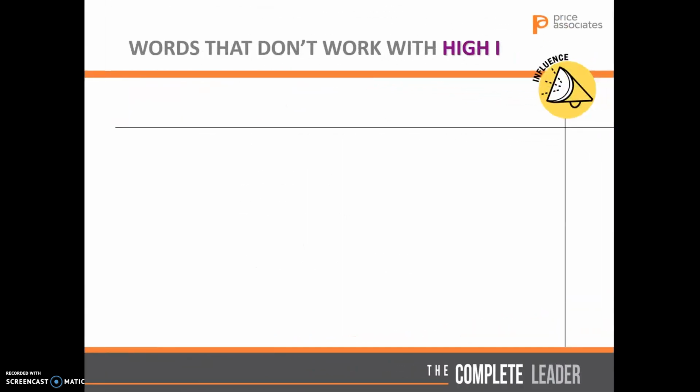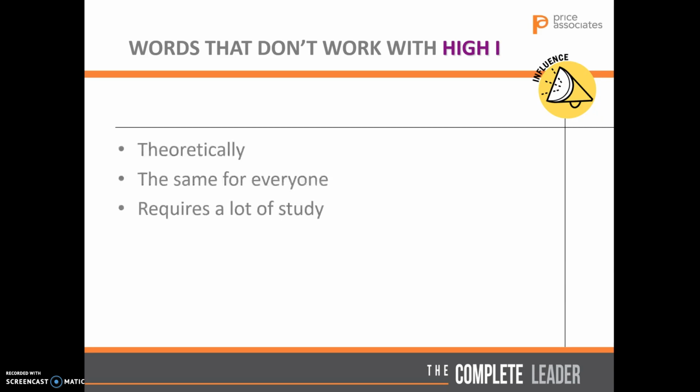Now, things that don't work for them. So if you're working with a high I, these are some things to maybe avoid. The theoretical world, they don't really want to work in. They don't want it to be the same for everyone. They like to be the favorite. If you're giving them a lot of tasks that are detail-oriented or require a lot of study, that can be really frustrating for a high I. Typically, high I's are very good at being salespeople because they love interacting and they like that competitive nature of sales. So a lot of people that have that high I are very, very good in dealing with people and in that sales category.